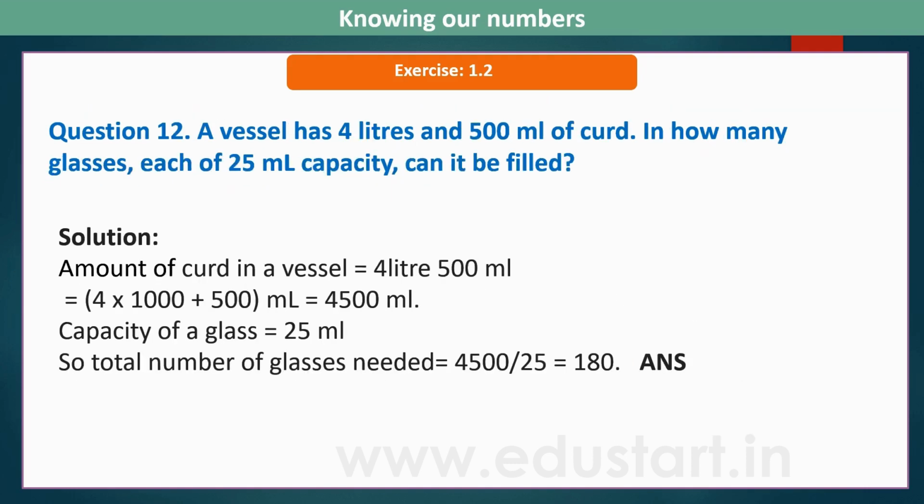A vessel has 4 liters and 500 ml of water. In how many glasses, each of 25 ml capacity, can it be filled? Now let's convert everything into ml. The answer will be 180. So it means that 180 glasses can be filled whose capacity is equal to 25 ml. Okay.